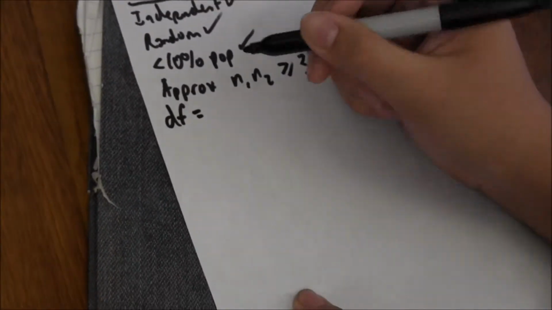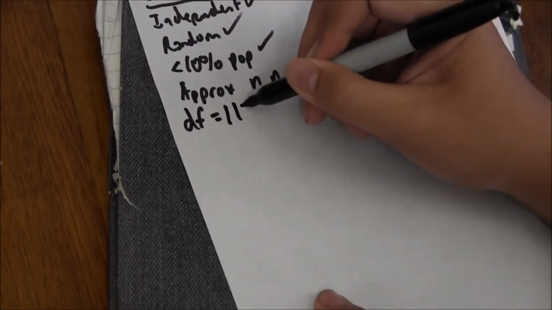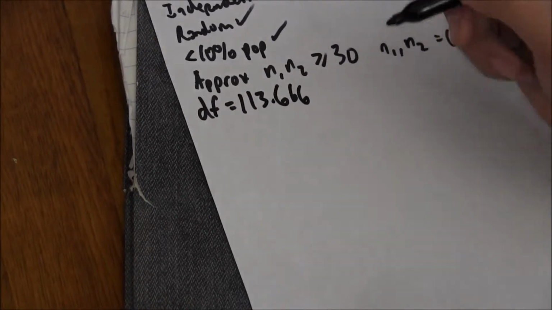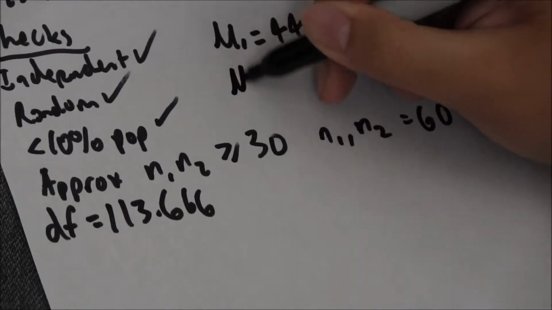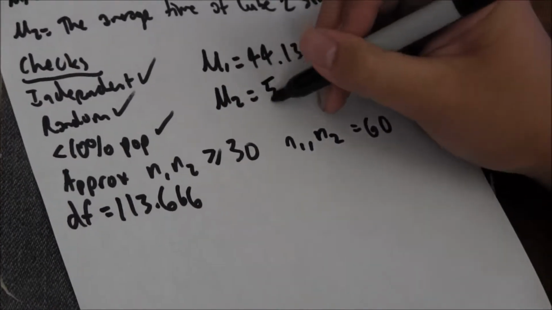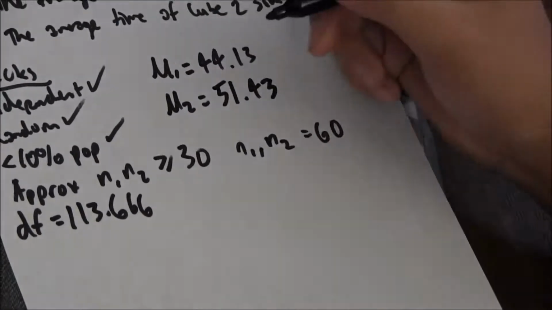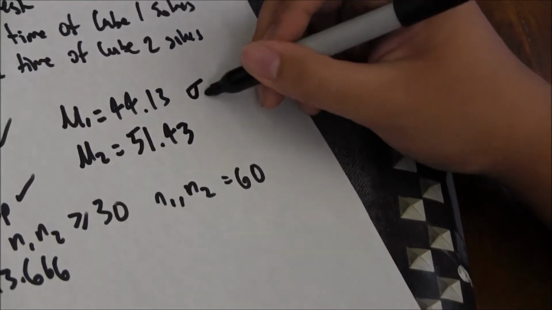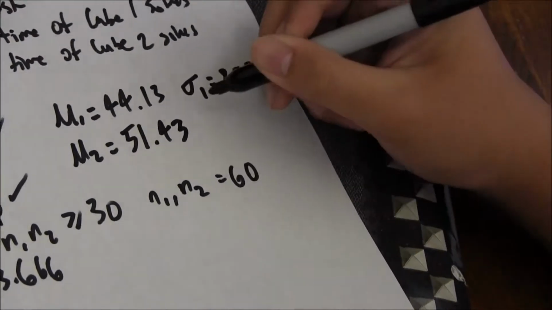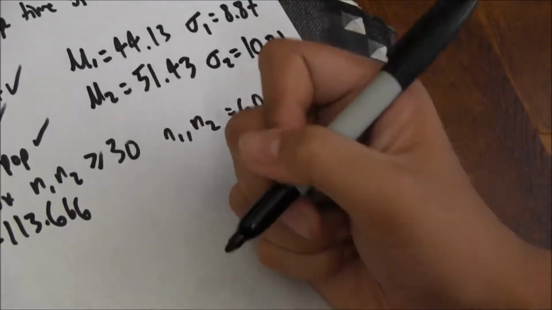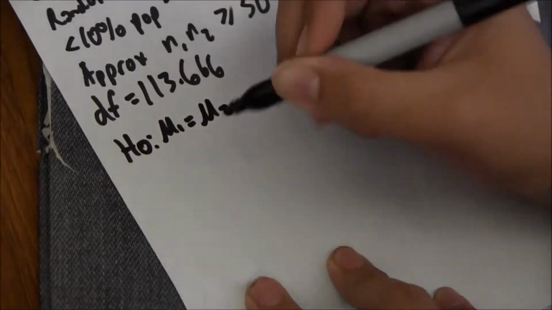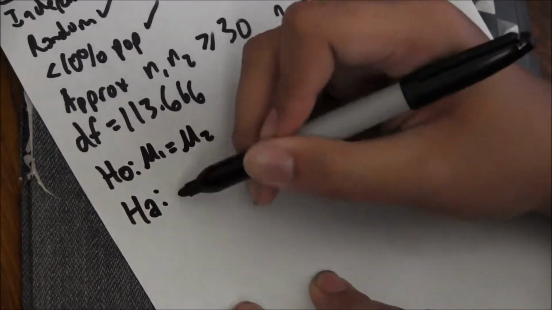And DF, we're going to plug that into our calculator, and we already plugged that in, so we know that it's 113.666. So for mu1, we found that the average was 44.13. For mu2, we found that it was 51.43. And our sigma 1 is equal to 8.87 standard deviation, and sigma 2 is 10.81. So now our H0 is that mu1 is equal to mu2, but our alternative hypothesis is that they're not equal.